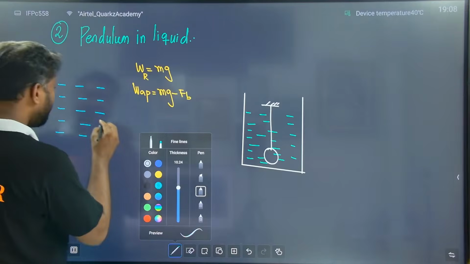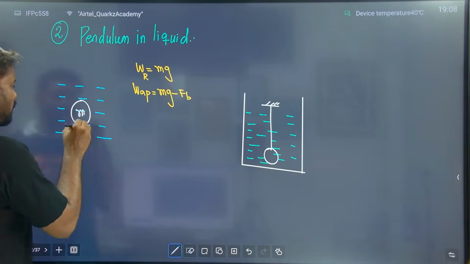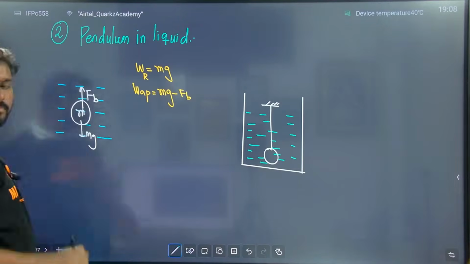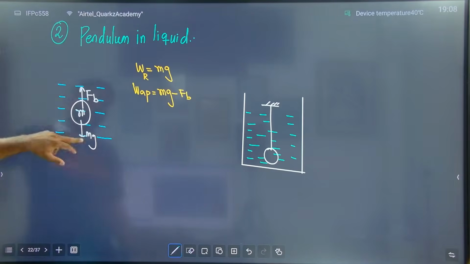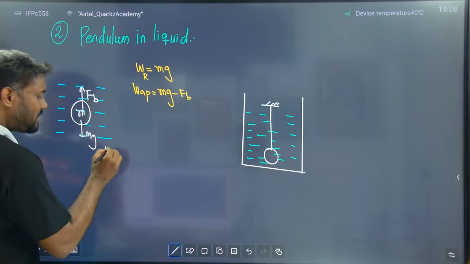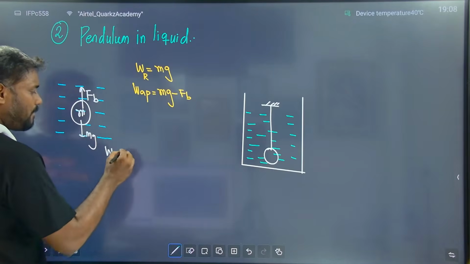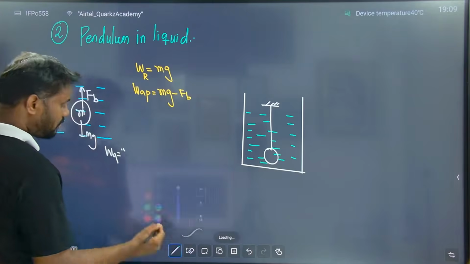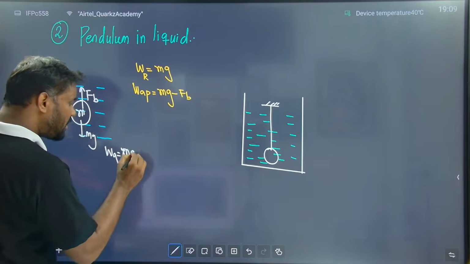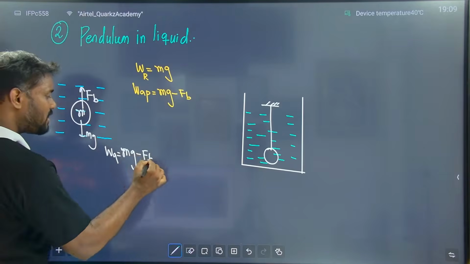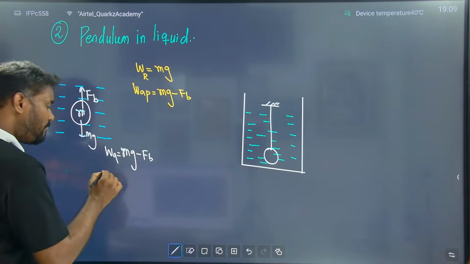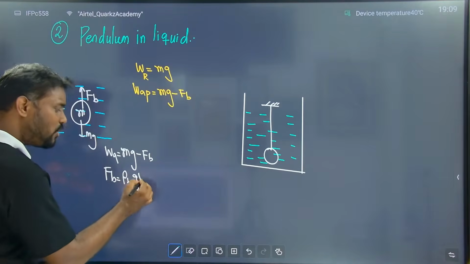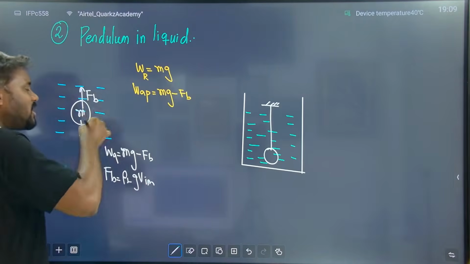If I take a ball of mass m, mg will act in the downward direction, and the buoyancy force will act in the upward direction. So the resultant weight, that is the apparent weight, is equal to mg downward minus Fb upward, equal and opposite. How do we represent the buoyancy force? Density of liquid into g into the volume immersed, whatever volume is immersed.